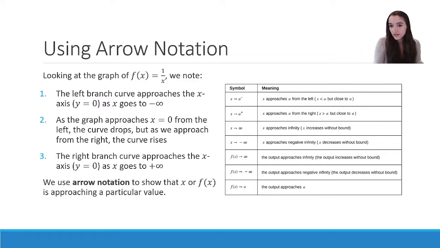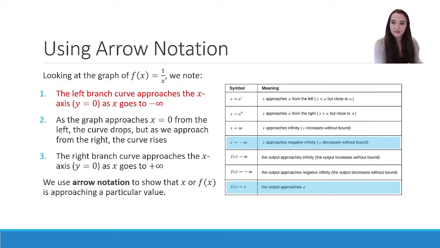x arrow infinity means x is approaching infinity. In other words, we're going along the x-axis and we just keep going off to infinity. x arrow negative infinity is the same thing, but now we're going off towards the left side of the x-axis. Similarly, f of x approaching infinity or negative infinity means our y value is going up or going down, and f of x approaching a means our output is approaching a particular value.